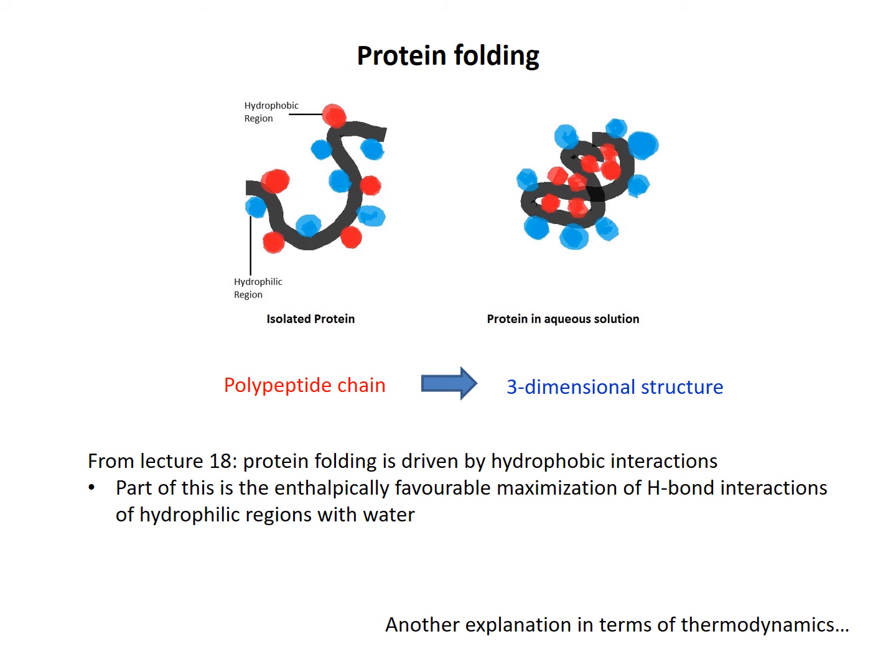Okay, here is another example of free energy change. We know that an isolated protein is a long polypeptide chain, but once they come into contact with water molecules, they fold spontaneously into a 3D structure. So what is the driving force behind this reaction? Well, if you remember, we discussed this in lecture 18, where protein folding is driven by hydrophobic interactions, so that we expose the hydrophilic groups on the surface to maximize hydrogen bond formation, because the more hydrogen bonds you get, the more stable is your protein structure.